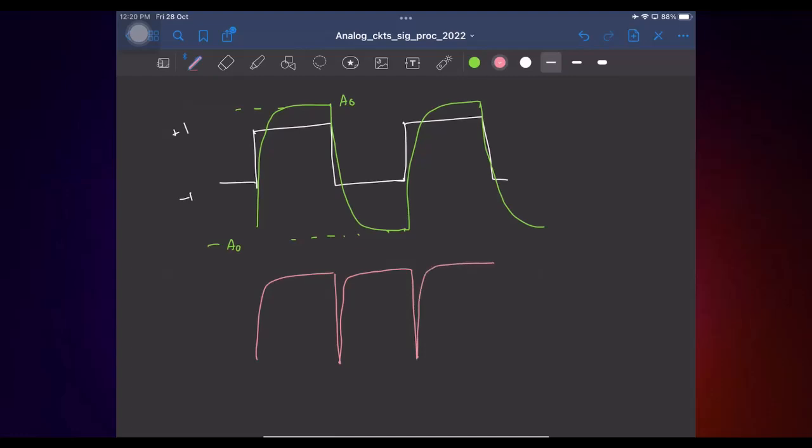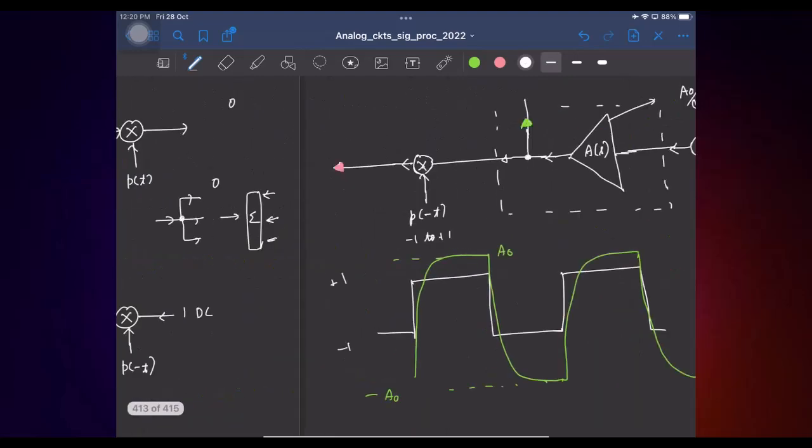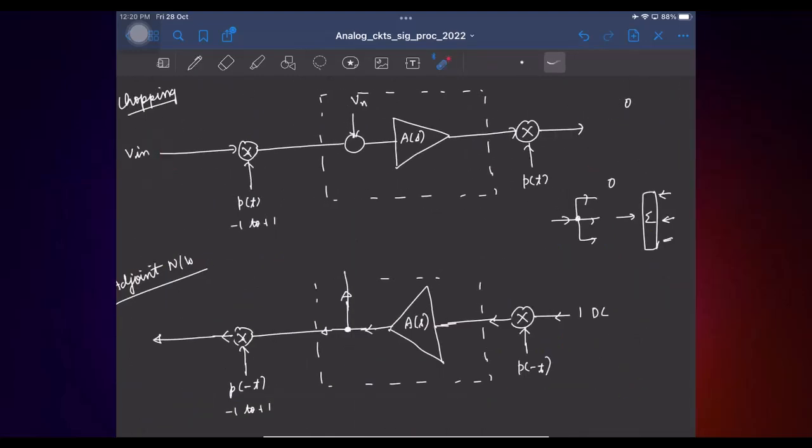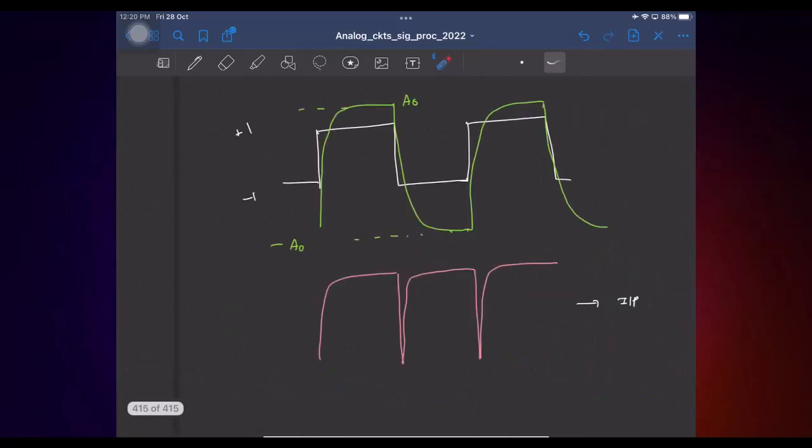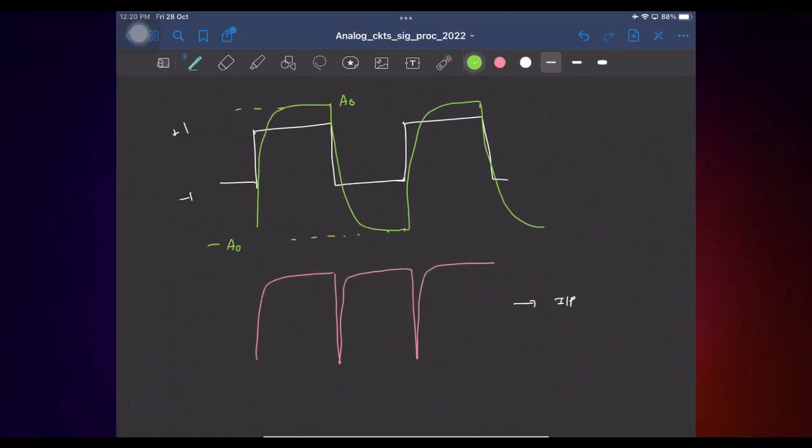So this is the current that actually flows into the input side. That is the place where we applied the input in the original network. And this is the waveform you get. The green one is at the noise side. And tell me, what is this time period? This is half the clock period.